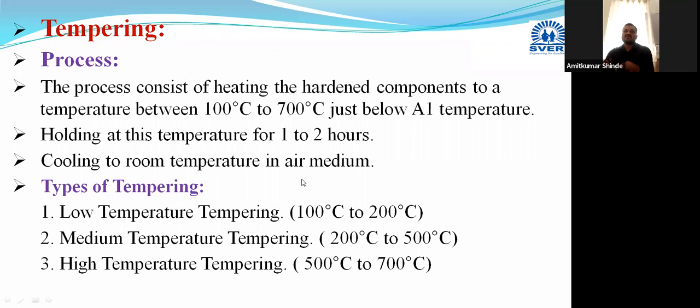Now the third type of tempering method is high temperature tempering. It is conducted this way: first is the heating cycle. The component is heated in the temperature zone of 500 to 700 degrees Celsius. The holding time provided here is approximately 1 to 2 hours, varying with the shape and size of the component and its composition. Then after sufficient holding, it is slowly cooled in air.